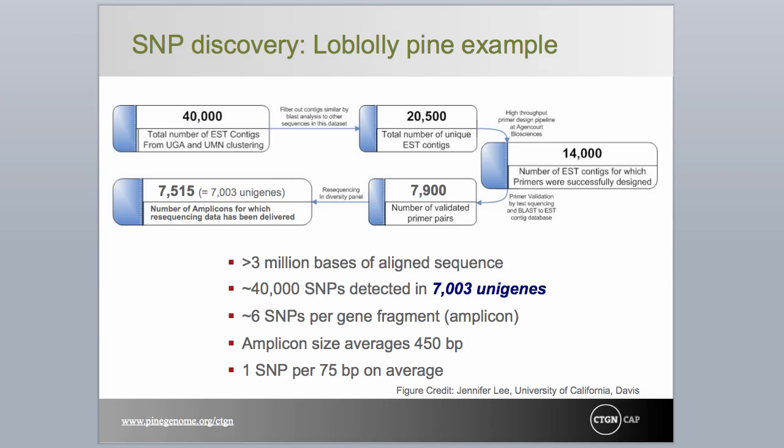These validated primers were subsequently used to sequence a panel of 24 individual trees using genomic DNA. The trees were selected to represent a cross-section of the species range. From this database, some 40,000 SNPs were detected, ranging in frequency for the most common allele from 50% to 96%.